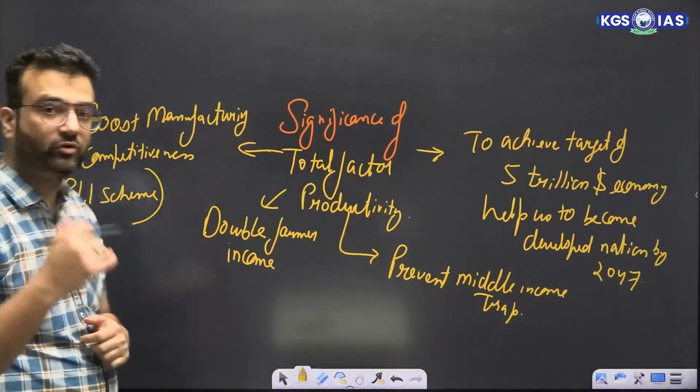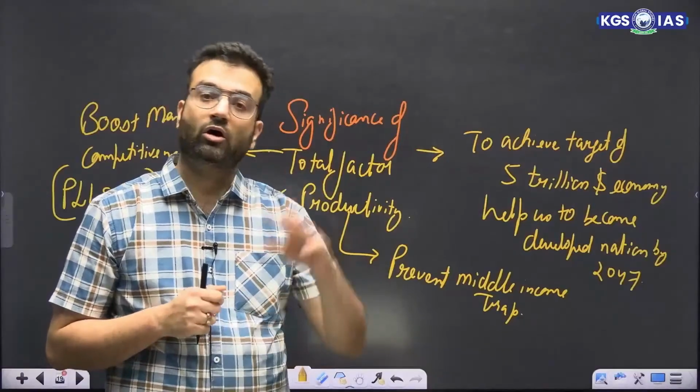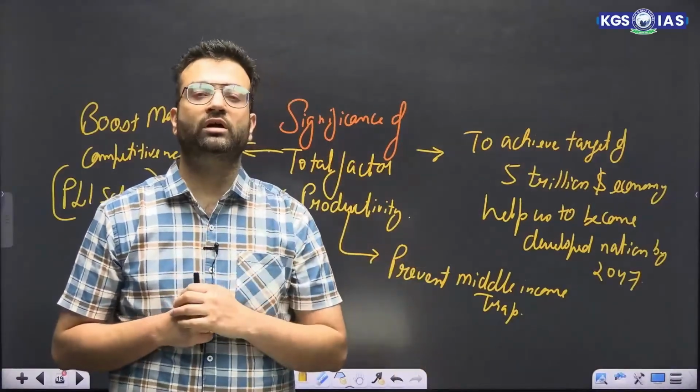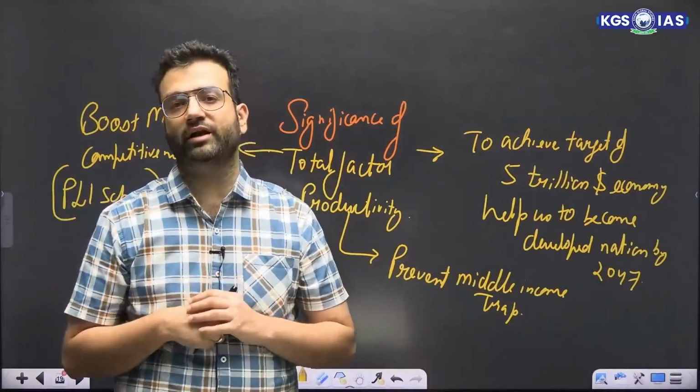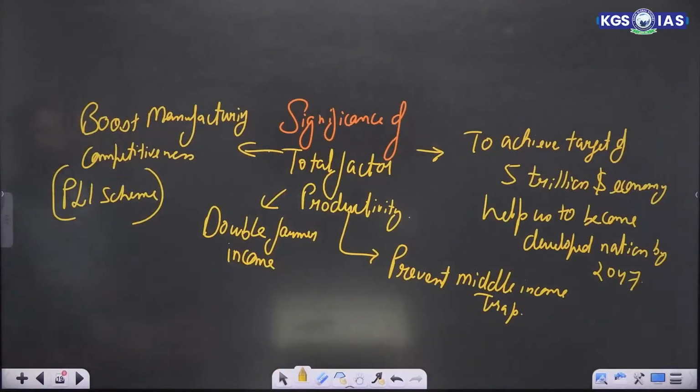The PLI scheme identifies 14 sectors. Now toy clusters are developed in India. Now every third smartphone that is manufactured is manufactured in India only. So we are trying to promote this manufacturing sector as much as possible.